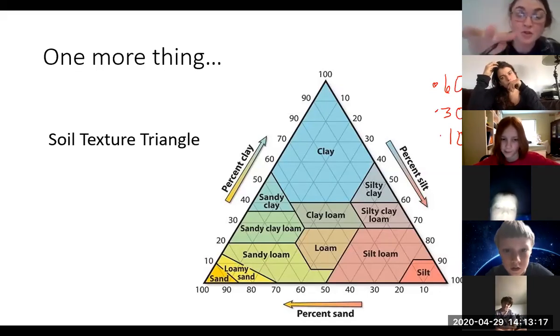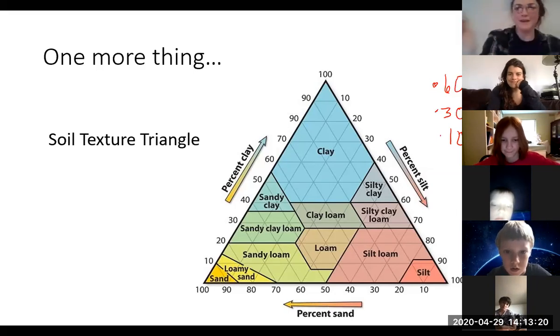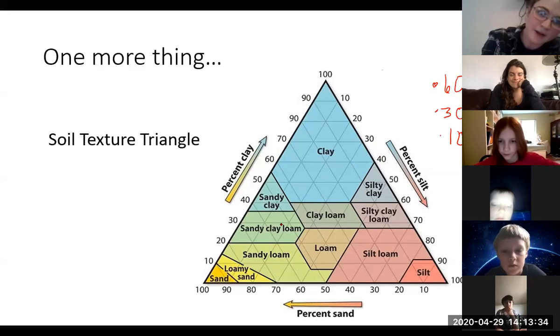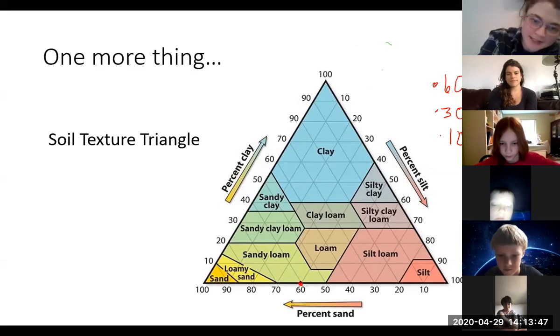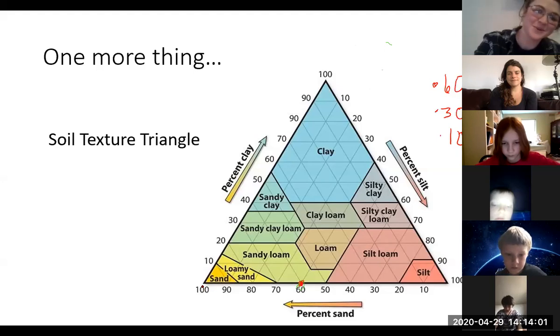Okay, so this diagram can get a little tricky. Sometimes it even confuses me. We have to take these percentages, find them along these edges here, and draw lines for each one. Wherever these lines intersect, that intersection will be what kind of soil you have. So with 60% sand, here's the percent sand on the bottom here. We're going to make a line at 60. Now, the question is, do we go with this line or this line? We're going to go with this line because we have the sand in this corner. And so the other line to this corner is here.